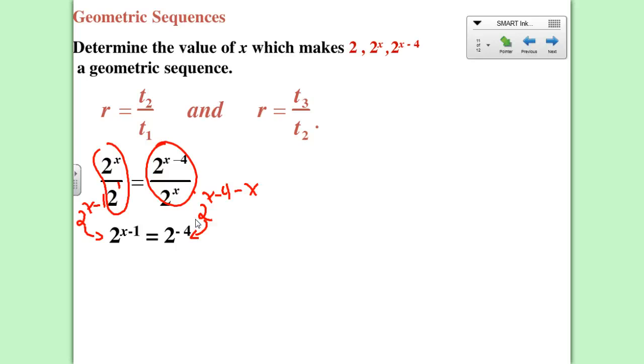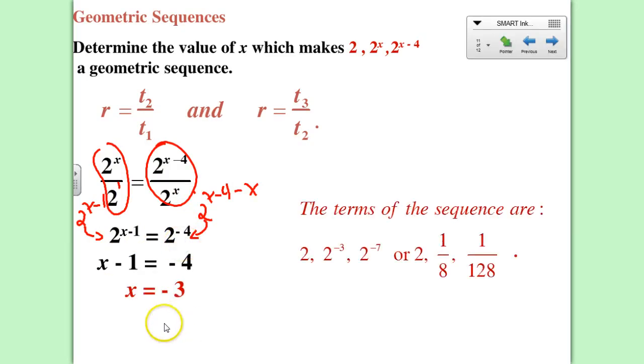And the only way that this statement can be true is if x minus 1 is equal to minus 4. Therefore, the only way this could be true is if x equals minus 3. And if x equals minus 3, go back, and therefore the terms of the sequence are 2, 2 to the minus 3, 2 to the minus 7, and so on. Or 2, 1/8, and 1 over 128. All right? Cool.